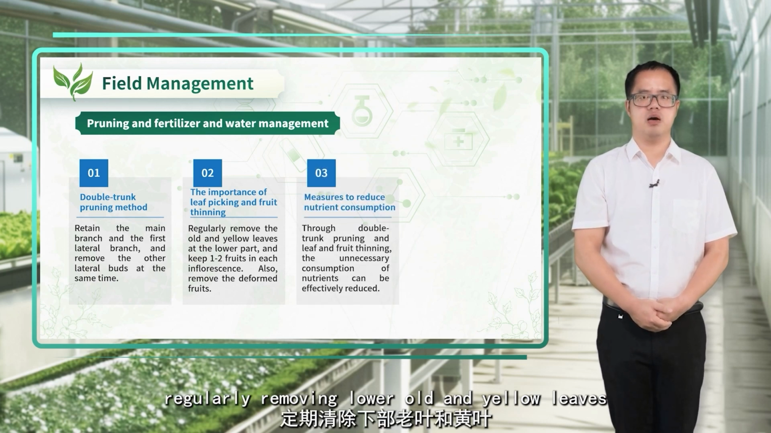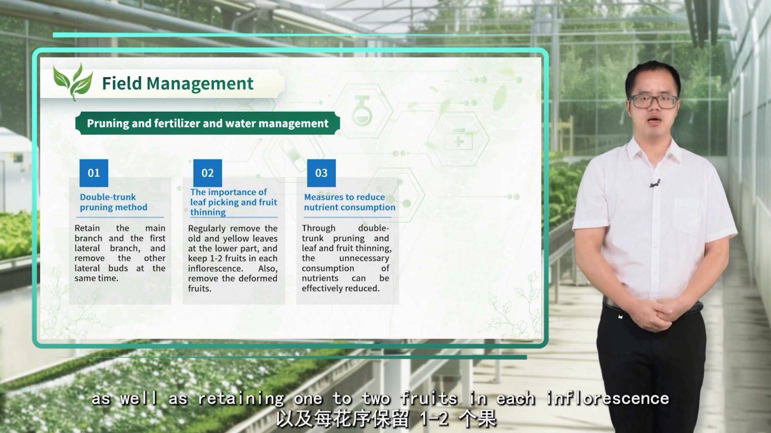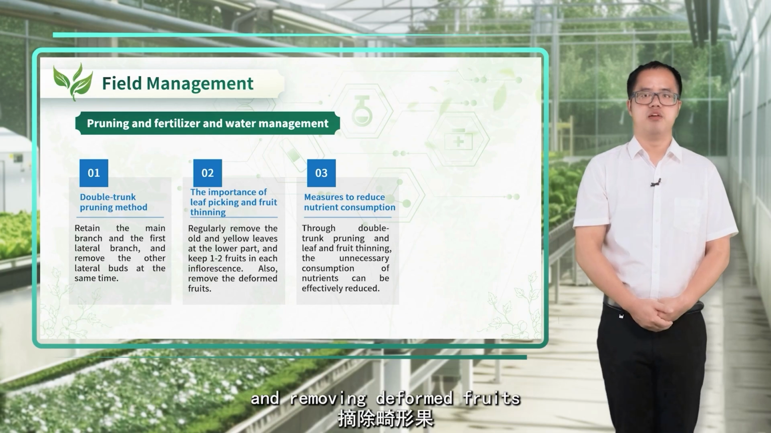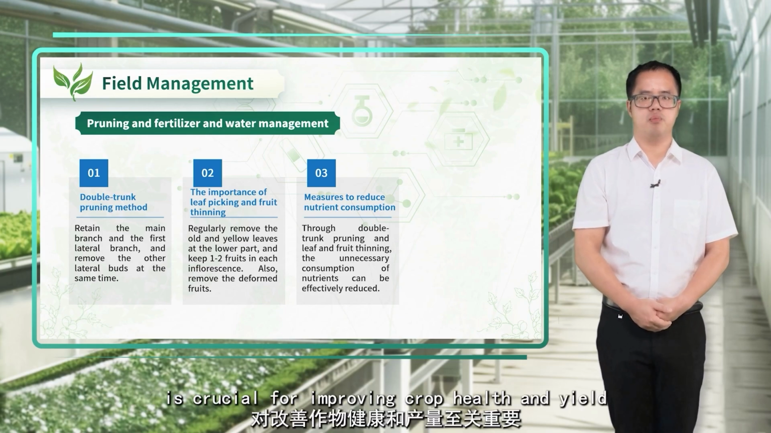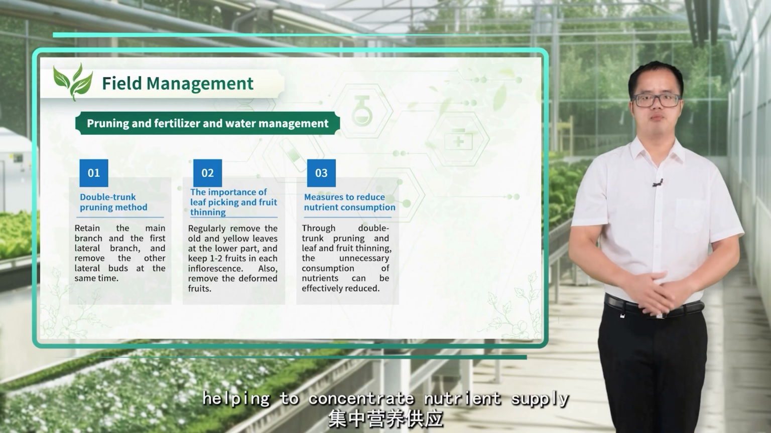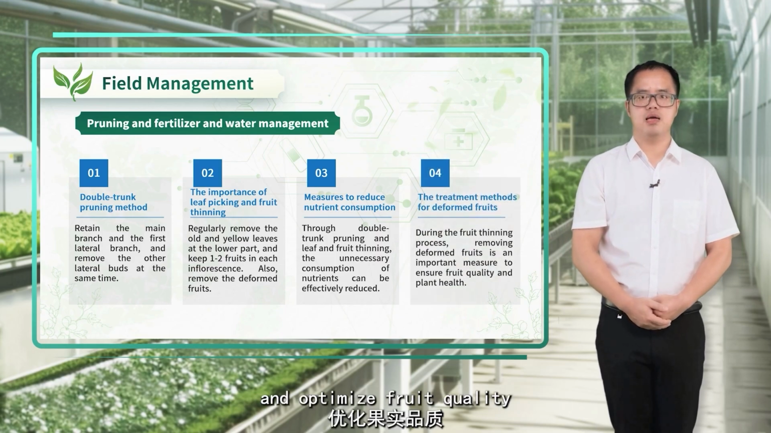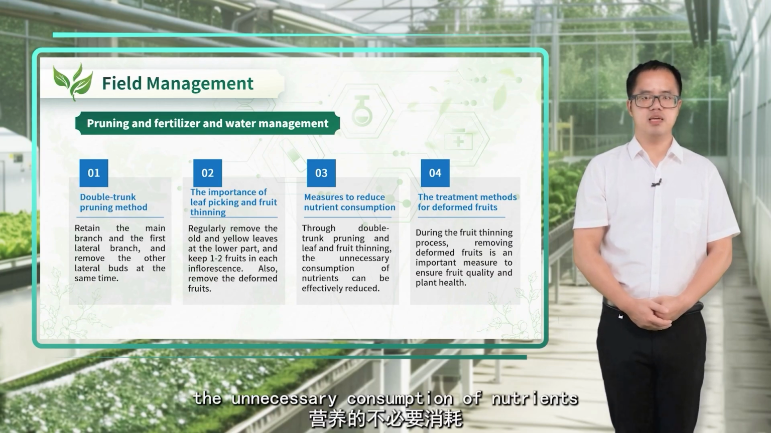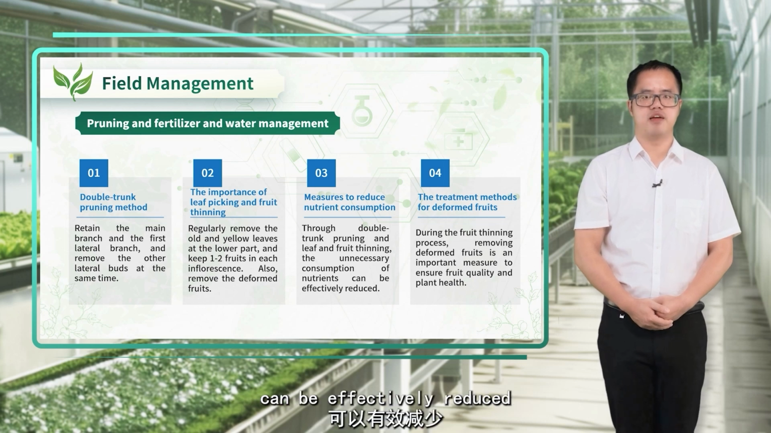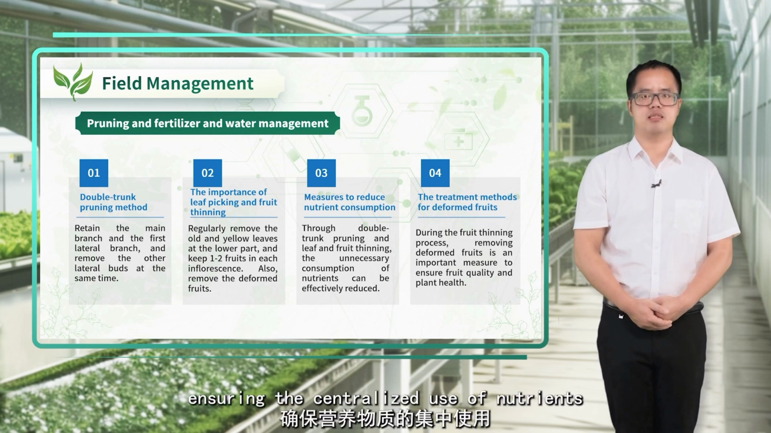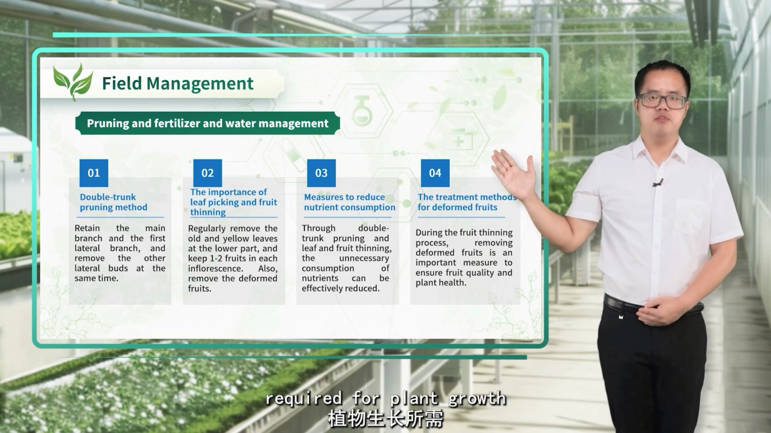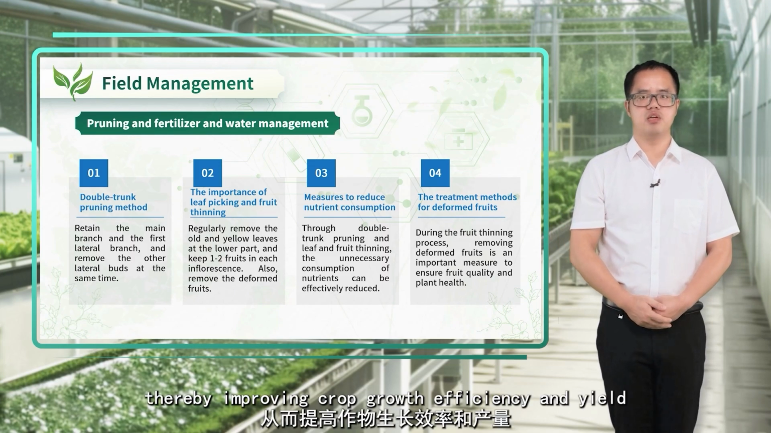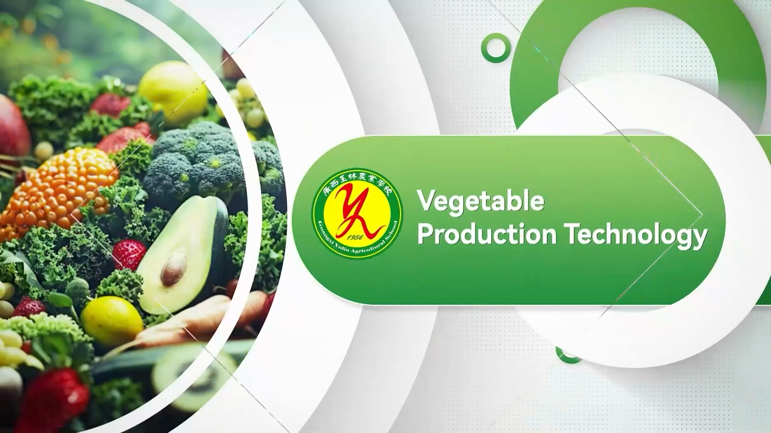Regularly removing lower old and yellow leaves, as well as retaining 1–2 fruits in each inflorescence, and removing deformed fruits is crucial for improving crop health and yield, helping to concentrate nutrient supply and optimize fruit quality through double stem pruning and leaf and fruit thinning. The unnecessary consumption of nutrients can be effectively reduced, ensuring the centralized use of nutrients required for plant growth, thereby improving crop growth efficiency and yield.